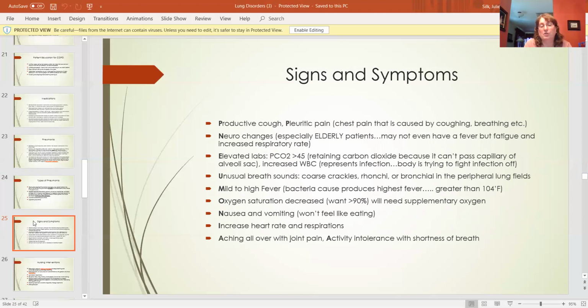Occasionally, if your pneumonia is really bad, you can have neuro changes. This would be especially with the older adults. So they may present differently with their pneumonia. So they could look confused.